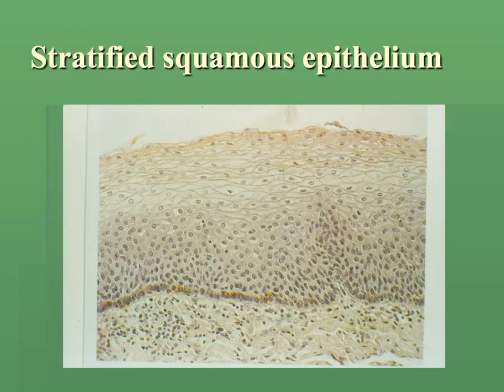Here we have the palm of the hand, and notice the many layers that we have. They're all very flat shaped, and we can outline a few of those. So we have many layers of flat cells, therefore we have stratified squamous epithelium.